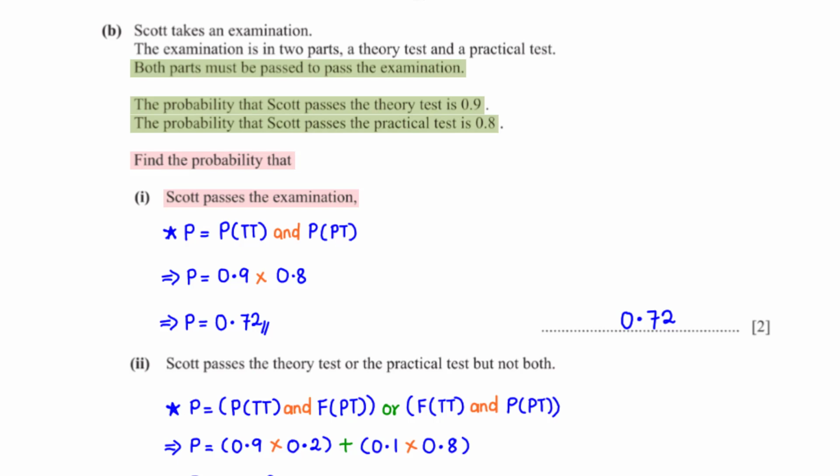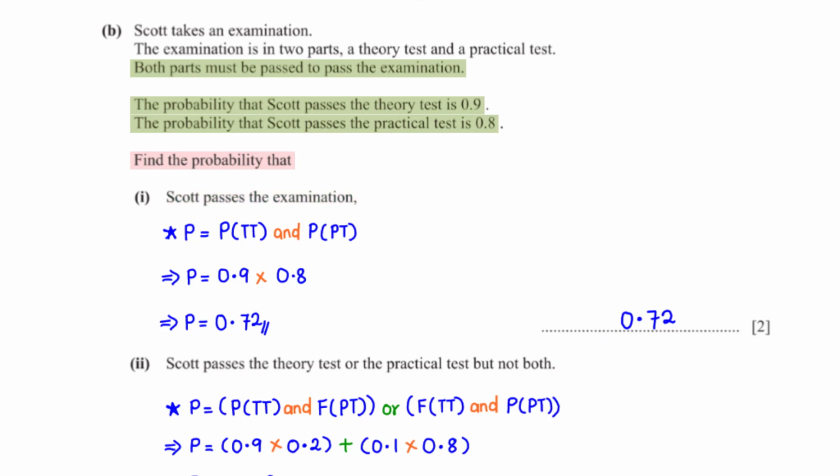For Scott to pass the examination, he needs to pass the theory test and the practical test. The probability that Scott passes the theory test has been given as 0.9, and the probability that Scott passes the practical test has been given as 0.8. And so 0.9 times 0.8 is 0.72.